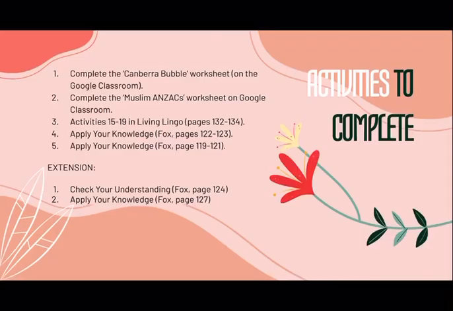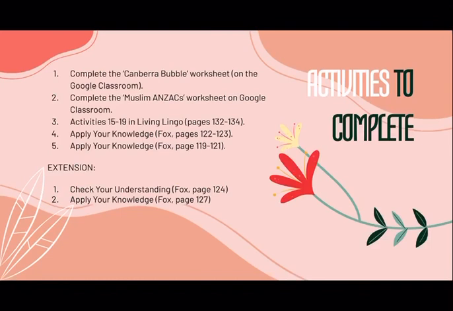Once you've gone through that task, these are the remainder of the activities that you need to complete for this set of slides. So we have the Canberra Bubble and Muslim Anzacs worksheet. They will both be available to you on the Google Classroom with this week's work. You then need to do activities 15 to 19 in Living Lingo, which is the blue book. So this is pages 132 to 134.